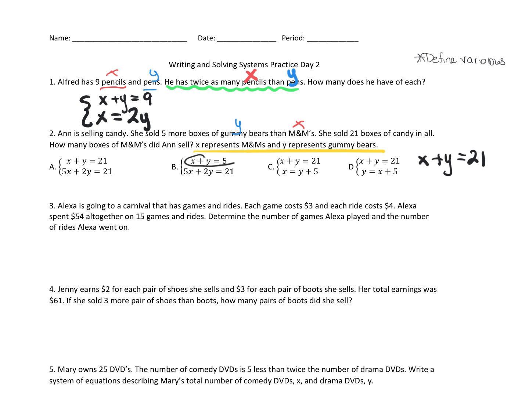Well, this one doesn't have that. So letter B is automatically gone. And then if you look, it says she sold 5 more boxes of gummy bears than M&Ms. So M&Ms is less. How many less? It's 5 less. So my gummy bears equals my M&Ms plus 5 more. And if you look at these, that has to be letter D.